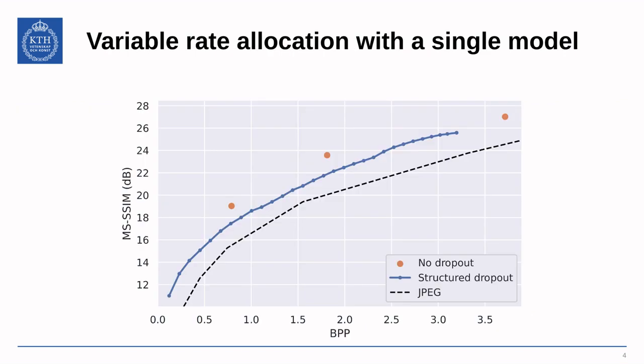An advantage of training with product quantization and structure dropout is that a single model can be used across a broad range of compression rates instead of training a specialized model for each desired operating point. We can analyze this property on the rate distortion curve that plots the structural similarity index against bits per pixel. The orange dots indicate the performance of three separate models that were trained without structure dropout and therefore can only operate at a specific rate.